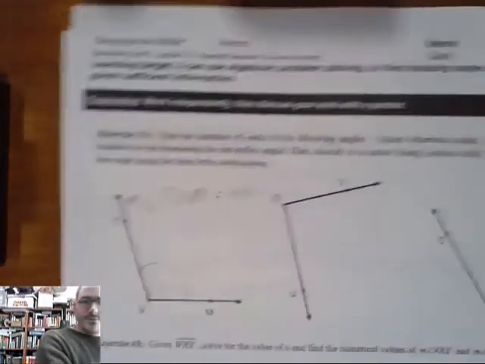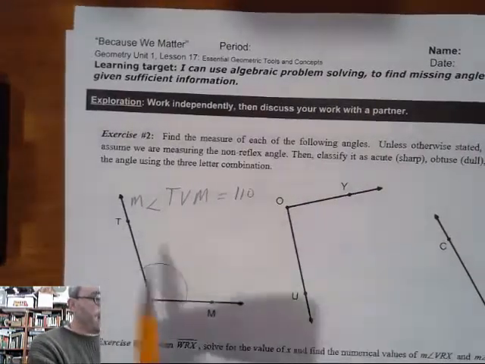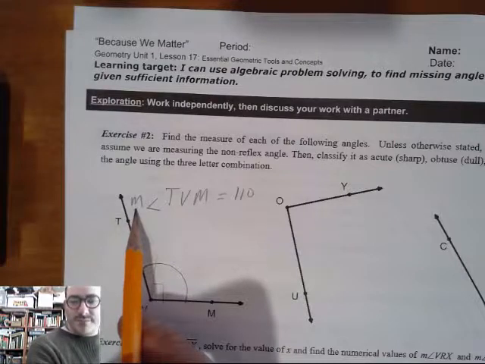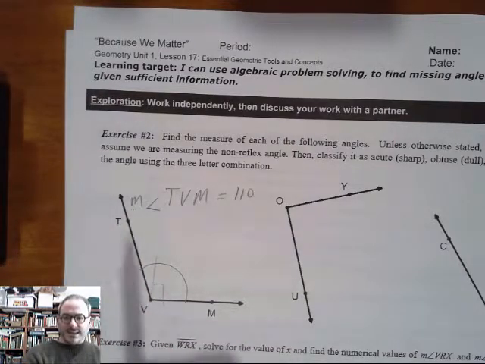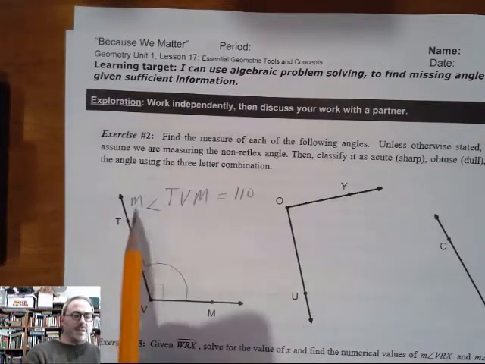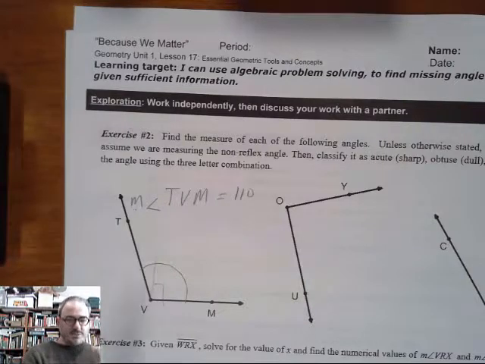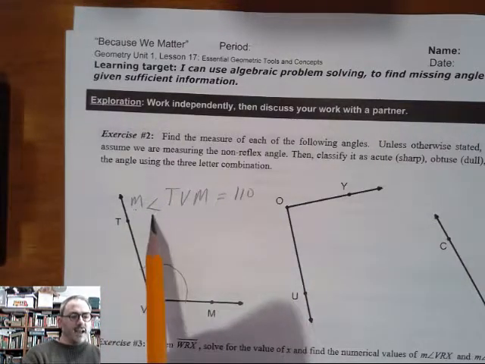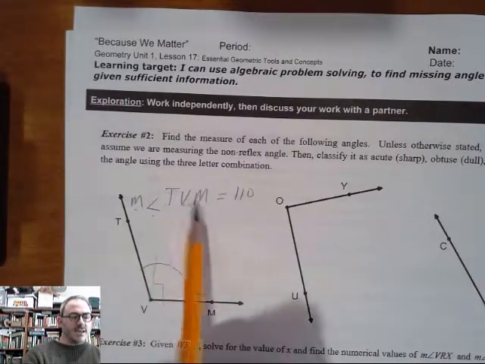So let me show you and explain why I wrote that. This M, remember, is the symbol for measure. When you see it in text on a computer, it'll be in italics. It'll be a little slanted. So it's the measure of angle. That's our angle symbol. PVM.